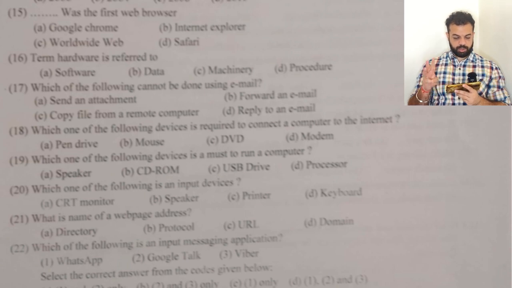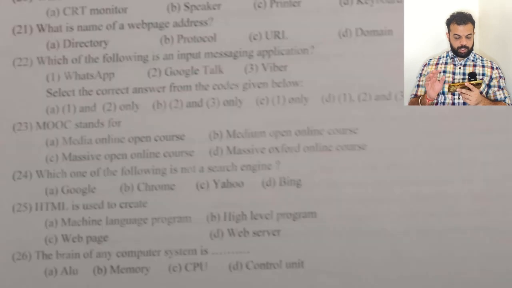Three options are given, you can choose first or second, you can choose second or third, only first, second and third, you can choose any of that. 23rd question, MOOC stands for, four options. 24th question, which one of the following is not a search engine, four options. 25th question, HTML is used to create, four options.